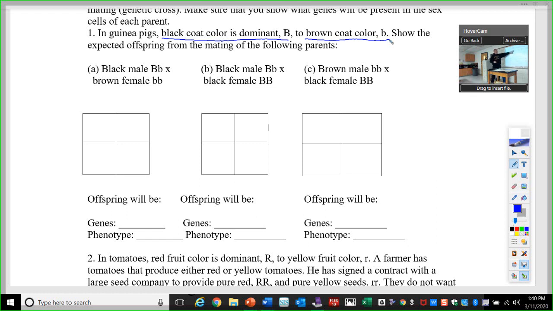All right, so let's put our parents in our Punnett square. We have heterozygous, big B, little b. We have a homozygous recessive, little b, little b. So cross them. All right, what's my genotypic ratio?